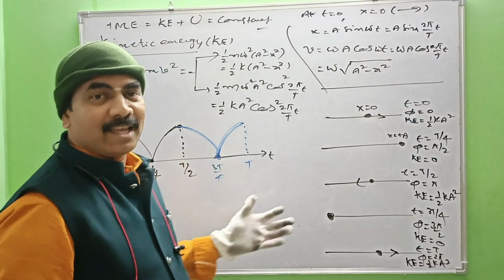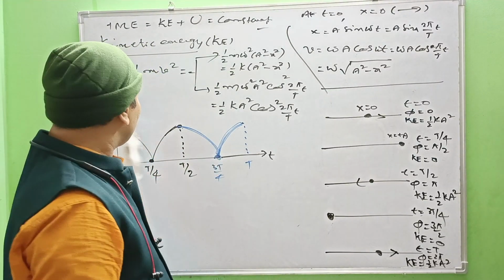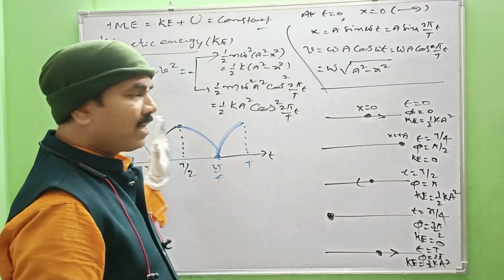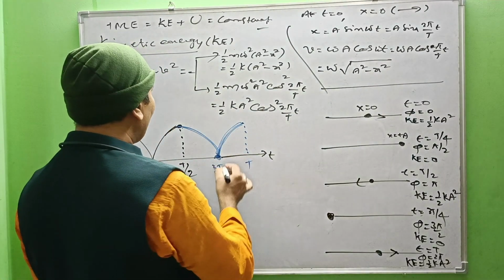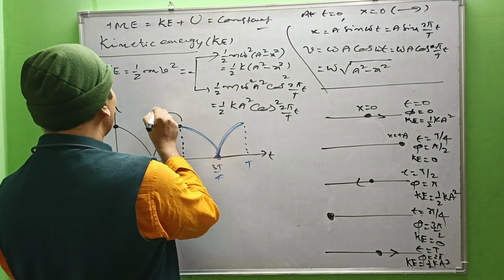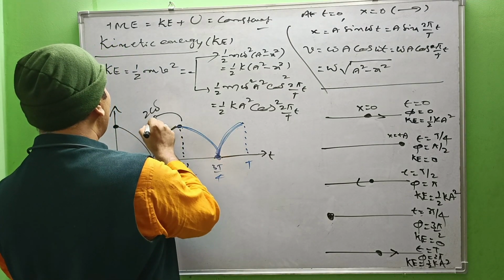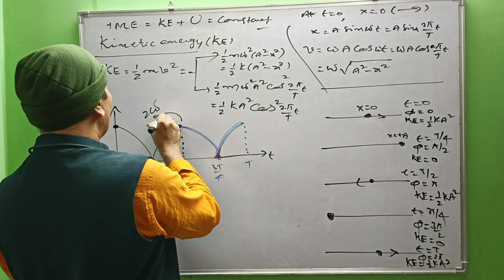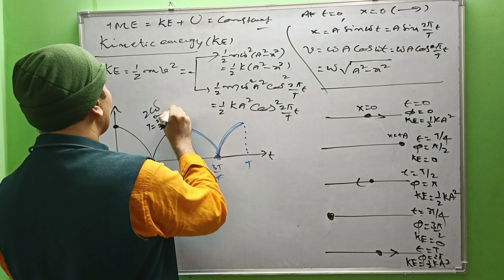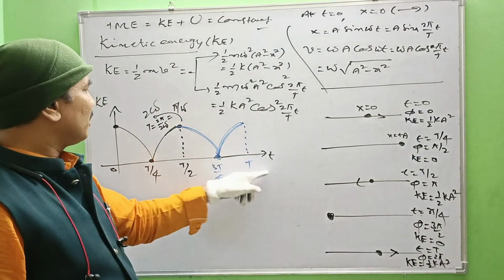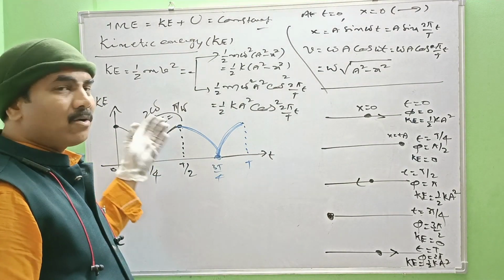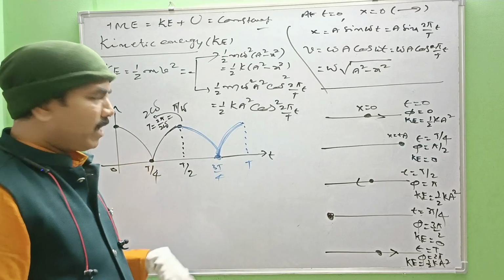That's why I am saying here that the frequency of oscillation of kinetic energy is 2 omega. So the time period is 2 pi by 2 omega, that is pi by omega. The time period is 2 pi by 2 omega, that is pi by omega.